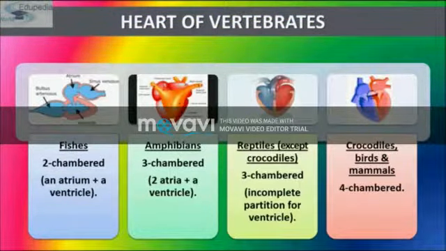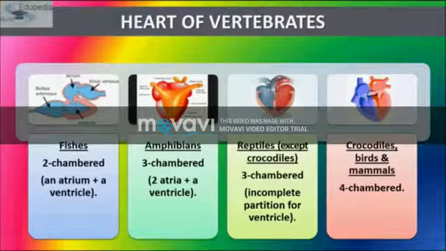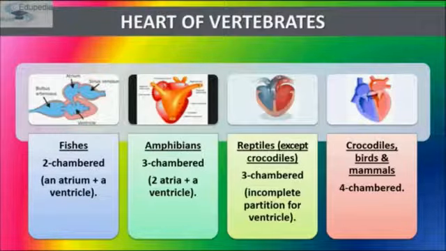These are the hearts of the vertebrates. In fishes, there are two chambers: one atrium or auricle, auricle and atrium being the same thing, and a ventricle. In amphibians, there are three chambers in the heart, two auricles and one ventricle. And in reptiles, except crocodiles, it has three chambers. An incomplete partition is also there for the ventricles.